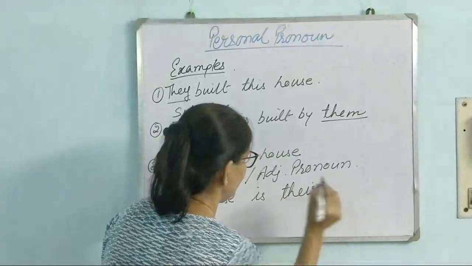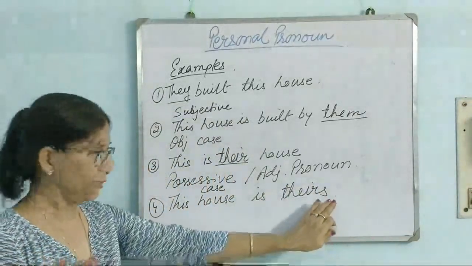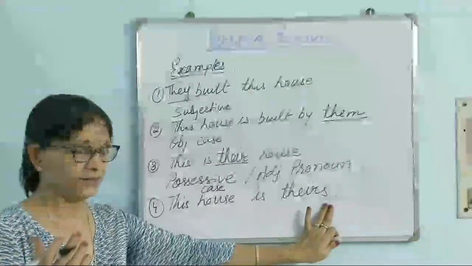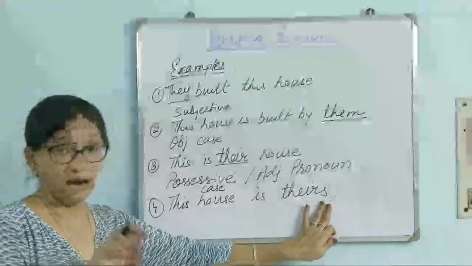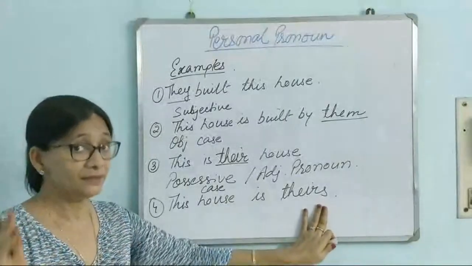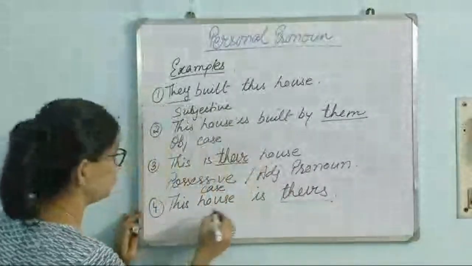theirs. Always remember, if it is coming at the end, there should be an S. Usually with pronouns there is an S or a change of letters, like my becomes mine. But our will be ours, your will be yours, their will be theirs. So this is the possessive pronoun.